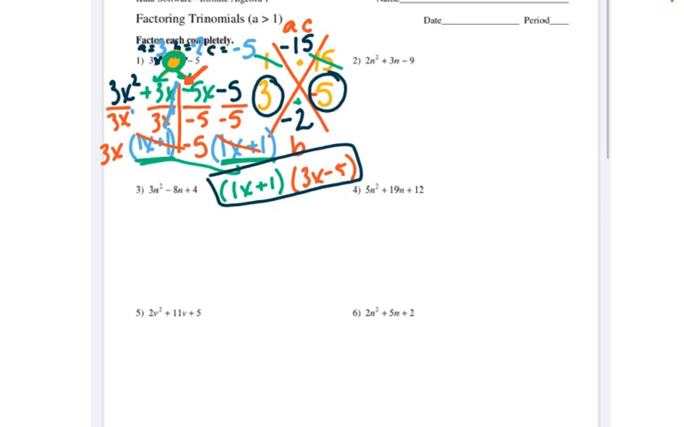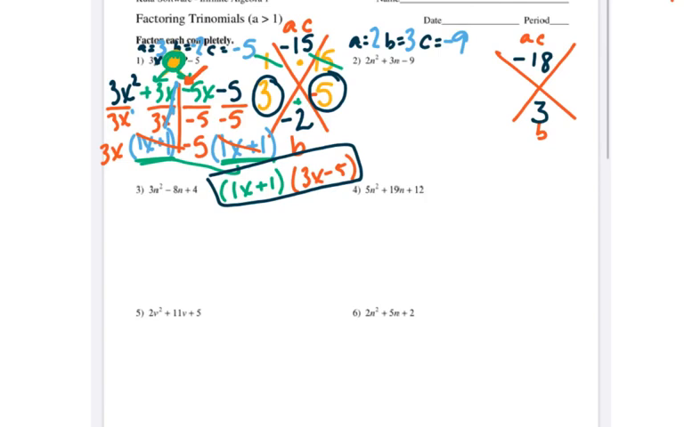So number 2, again, A equals, B equals, C equals. A is 2, B is 3, C is -9. You draw an X. AC on the top, B on the bottom. A times C is the number -18. B stands for bottom. The bottom number is a 3.